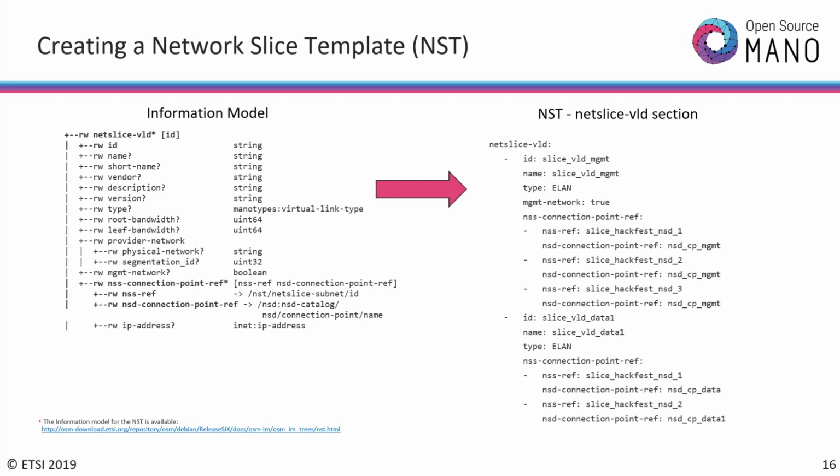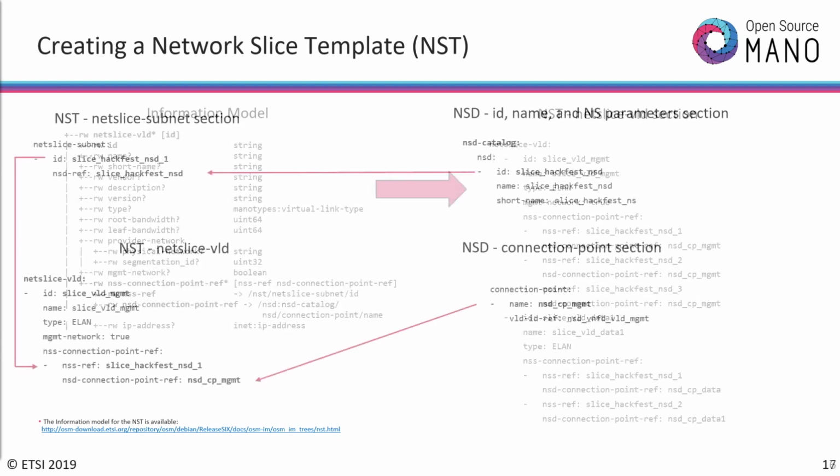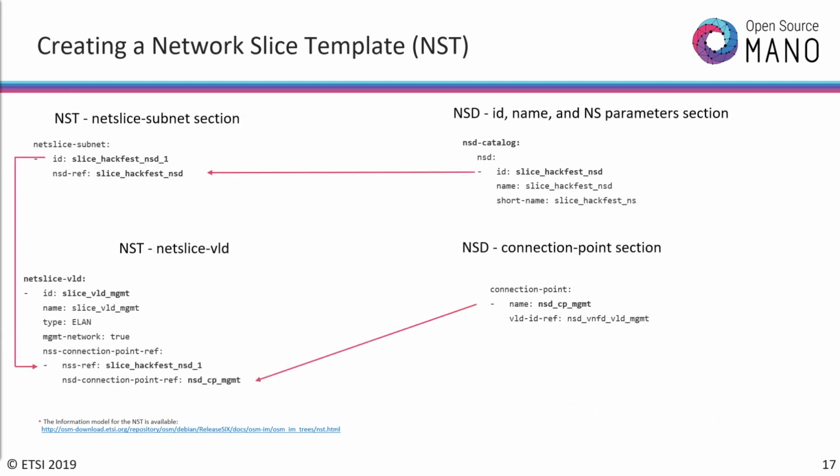To create the network slice subnet connection point reference, we need some information from the network service descriptor. The information we need is per network service. What is the connection point we will use to make the links? In the picture, you can see that the NSD slice Hackfest NS has a connection point NSD CP MGMT. This NSD CP MGMT is the CP we are going to use to link. So in NSS ref, we set the connection point we want to use from the NSD, that in this example is NSD CP MGMT.